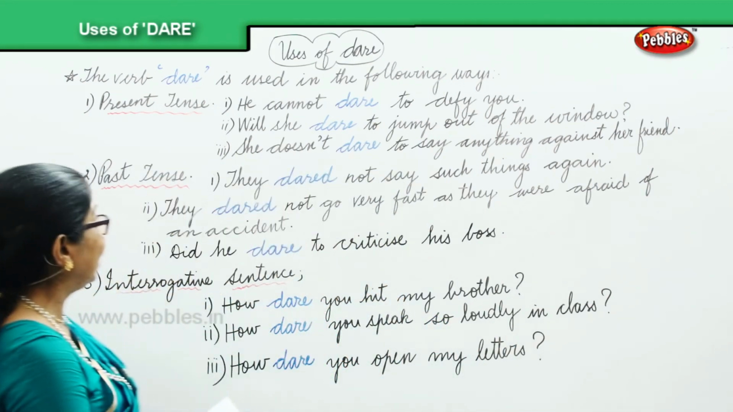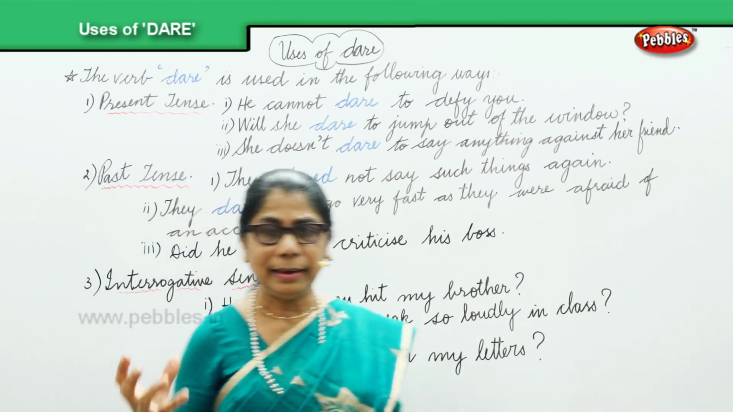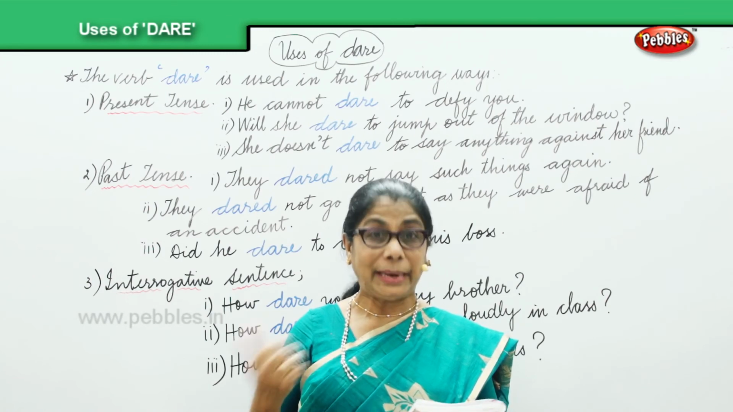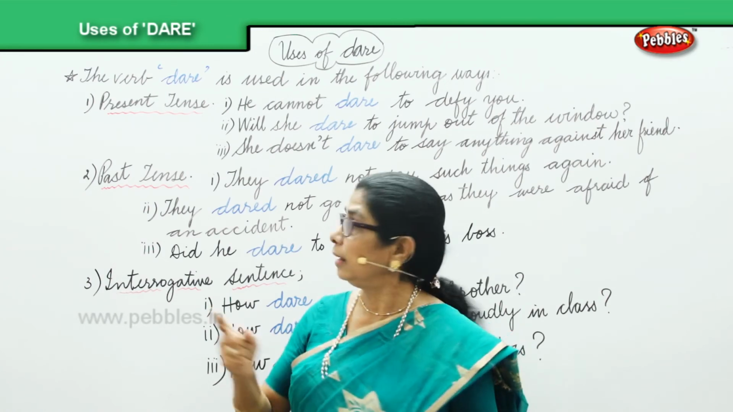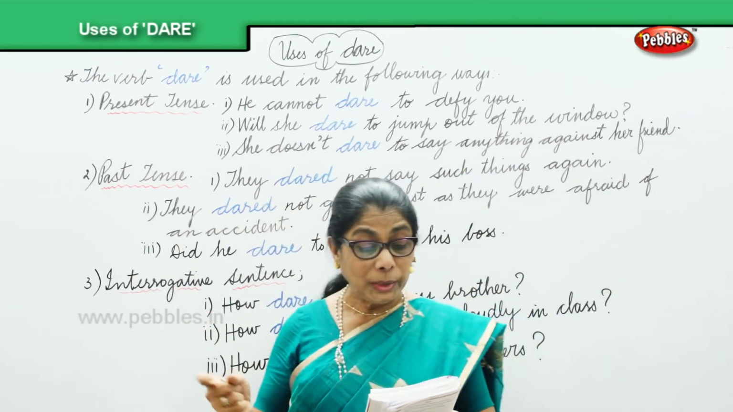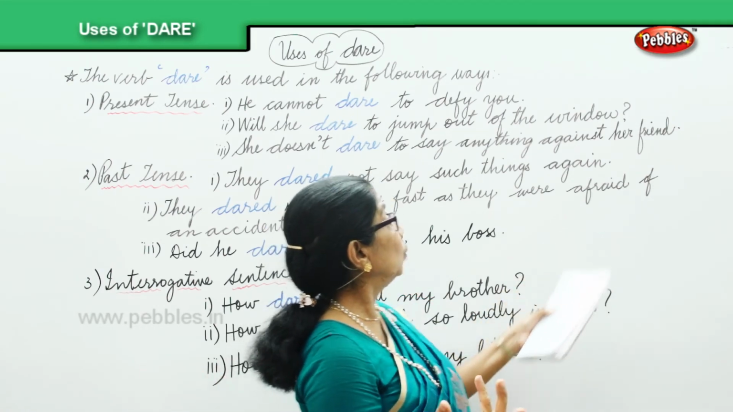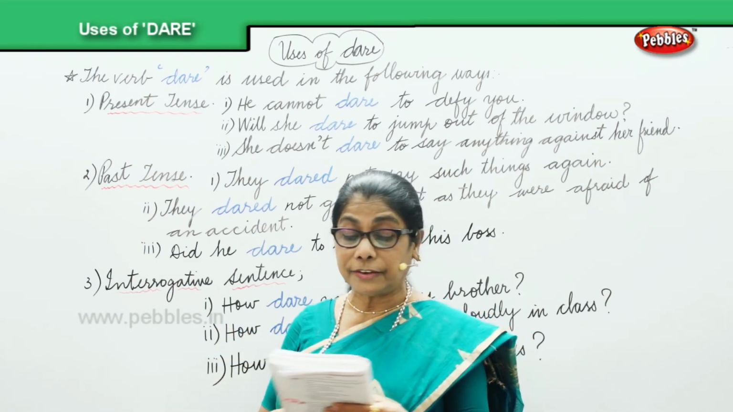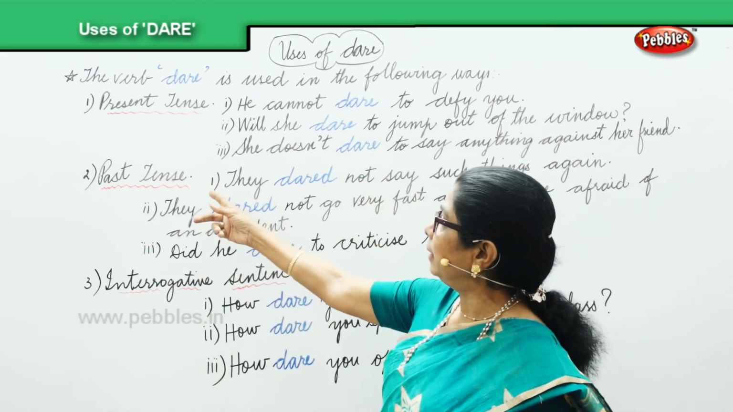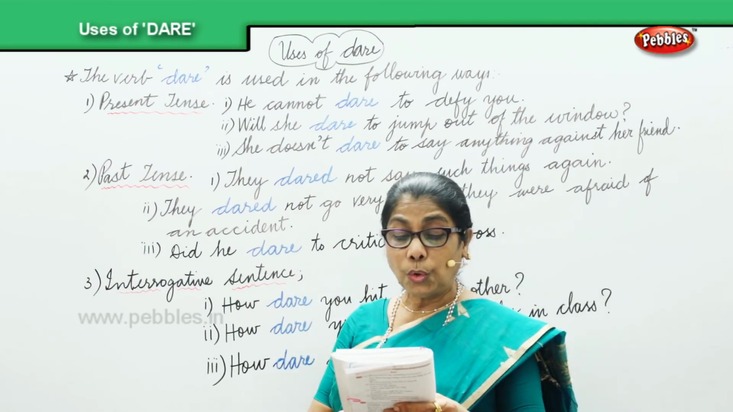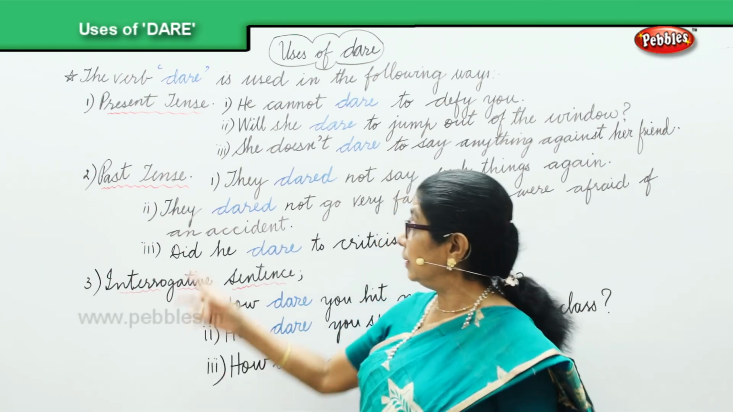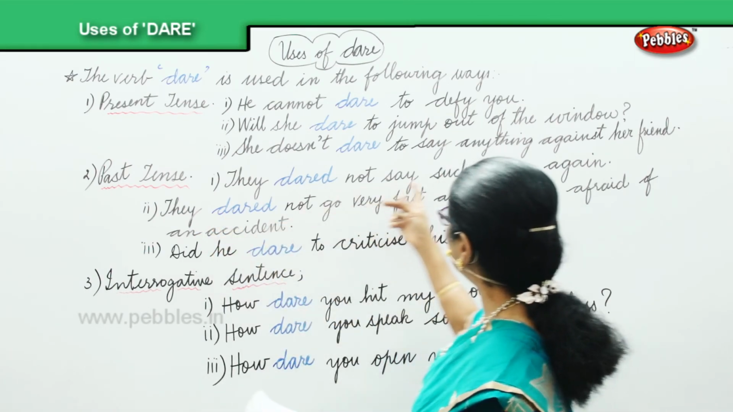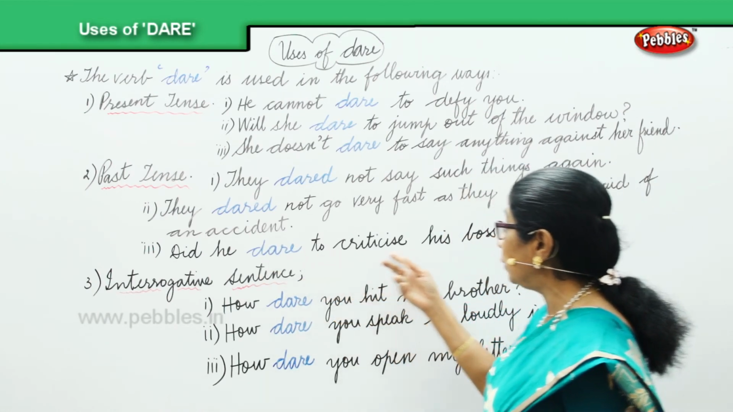So now we are looking at the uses of dare in these sentences. First, in the present tense. The verb dare is used in the present tense, like, he cannot dare to defy you. Second, will she dare to jump out of the window? And the third, she doesn't dare to say anything against her friend. And the second, the verb dare is used in the past tense. They dared not go very fast as they were afraid of an accident. Second, they dared not say such things again. Finally, did he dare to criticize his boss?